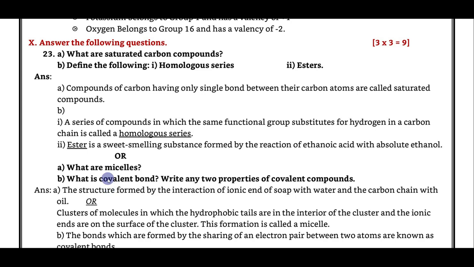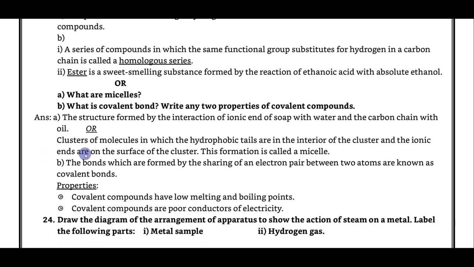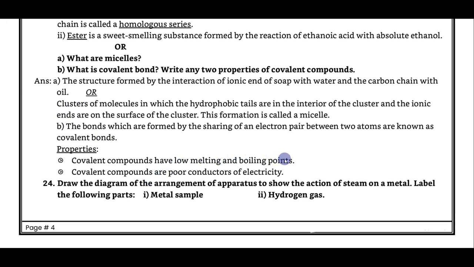What are micelles? What is a covalent bond? Write any two properties of a covalent bond. The structure formed by the interaction of the ionic end of soap with water and the carbon chain with oil: clusters of molecules in which hydrophobic tails are in the interior of the cluster and ionic ends are on the surface of the cluster. This formation is called a micelle. You can draw the diagram also, the formation of a micelle. The bonds which are formed by the sharing of an electron pair between two atoms are known as covalent bonds. Covalent compounds have low melting and boiling points. Covalent compounds are poor conductors of electricity.